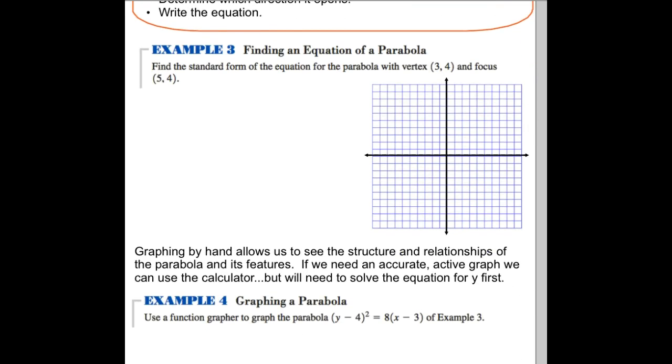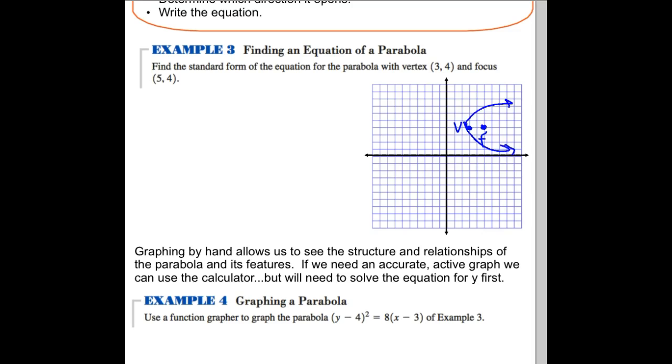All right, so our first example. It says find the standard form of the equation for the parabola that has a vertex at (3, 4) and a focus at (5, 4). So take a minute and plot those two points. Make sure you label which one's vertex, which one's focus. Based on what we see, which way is this parabola going to curve or open? It's going to go to the right because it has to curve around that focus.